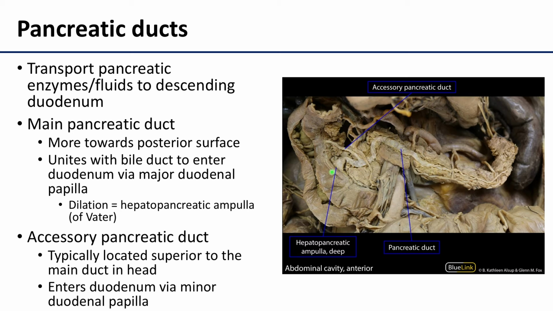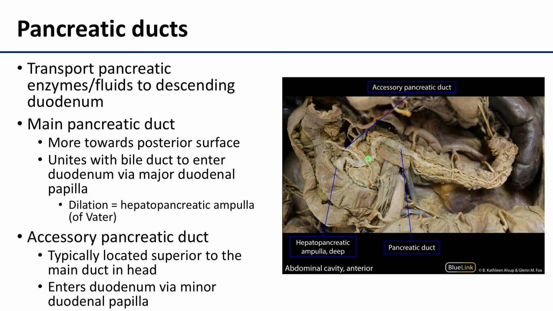So you would have the major duodenal papilla here, the minor duodenal papilla here. So that's going to be superior to the major. So typically that's going to be the typical pattern. Sometimes you'll have no communication. Every once in a while the accessory pancreatic duct is actually larger than the major, but this is the typical pattern here.